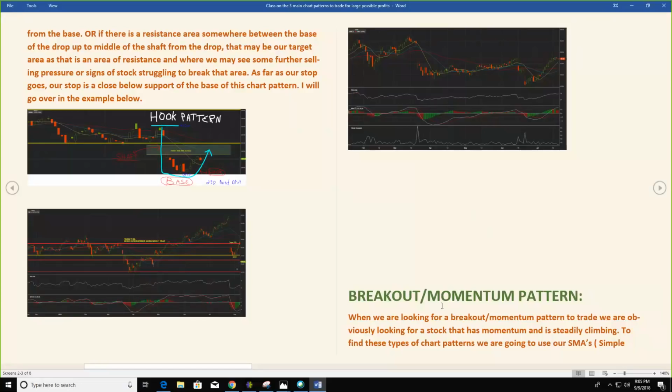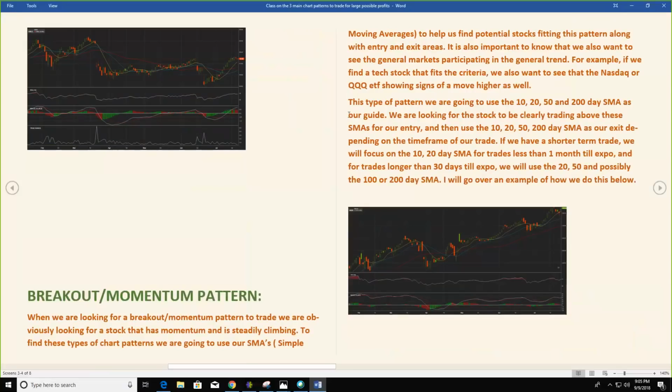We are looking for a breakout momentum pattern to trade. We are obviously looking for a stock that has momentum and is steadily climbing. To find these types of chart patterns, we are going to use our SMAs, which are our simple moving averages, to help us find potential stocks fitting this pattern along with entry and exit areas. It is also important to know that we also want to see the general markets participating in this general trend. For example, if we find a tech stock that fits our criteria for a breakout momentum pattern, we also want to see the NASDAQ or QQQ ETF showing signs of a move higher as well.